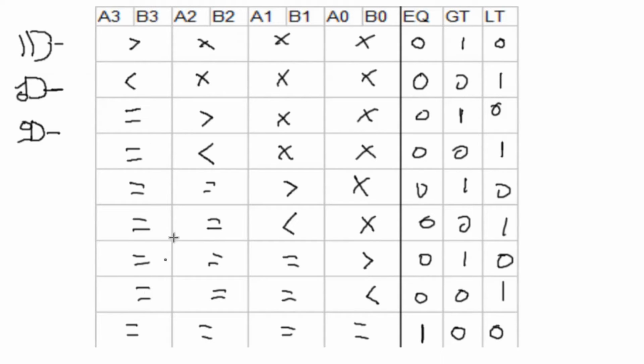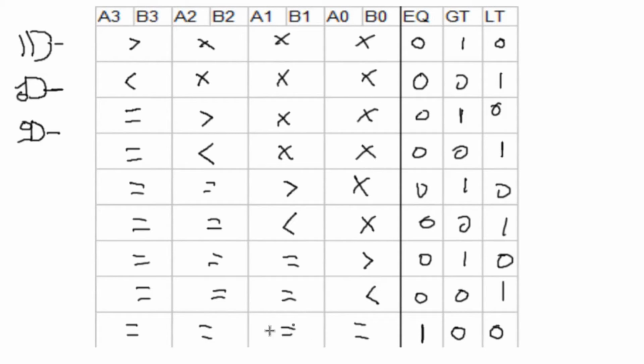And if they're equal, well, then we go and move on to the rest of the truth table, testing for A2. Likewise, if those are equal, we move on to the rest of the truth table, testing A1 and B1. If they're equal, we move on, and A0 and B0, we test for those. And that's basically our final say if the number A is greater than the number B.